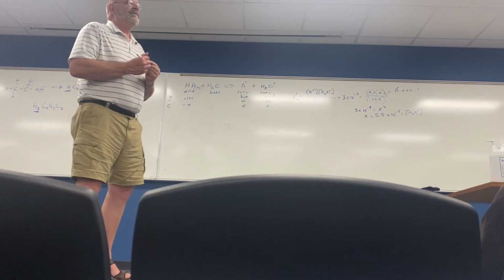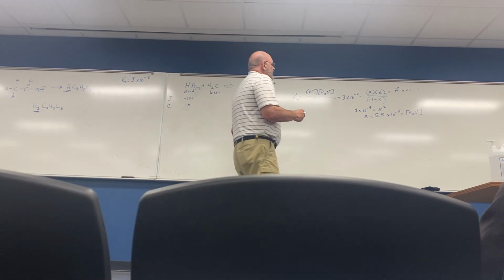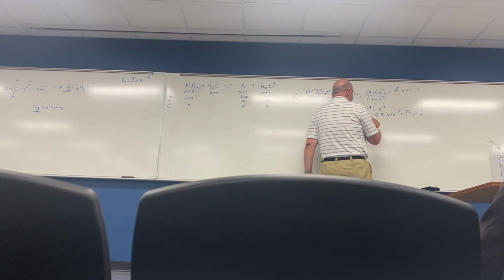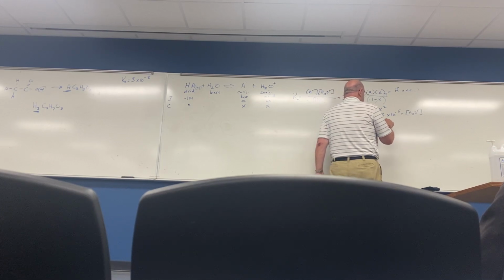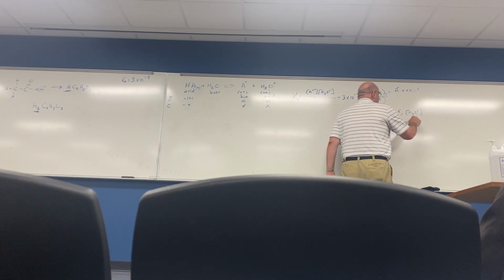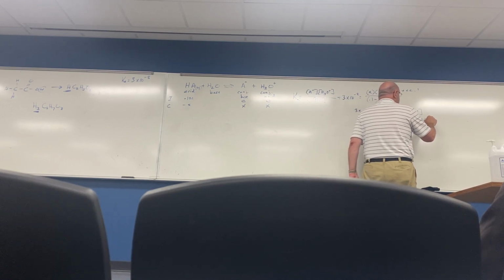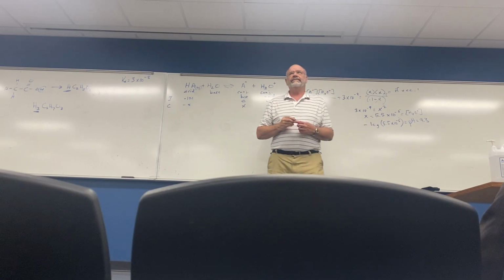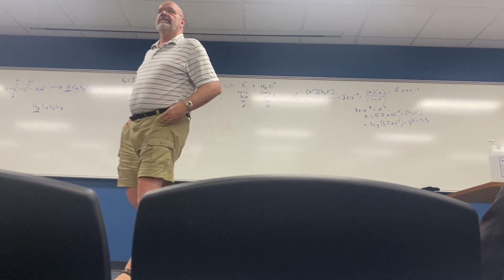4.3. So the negative log of 5.5 times 10 to the minus 5th equals the pH, which is 4.3.